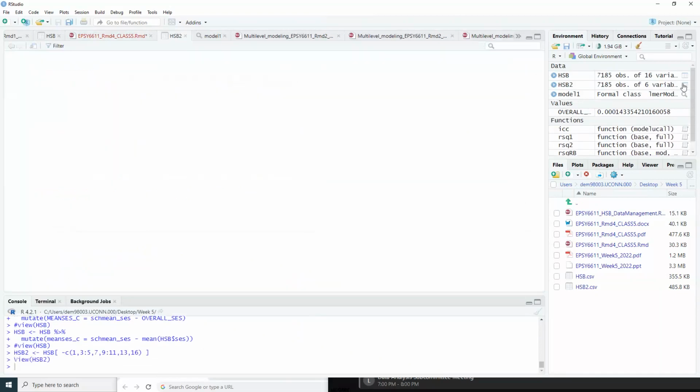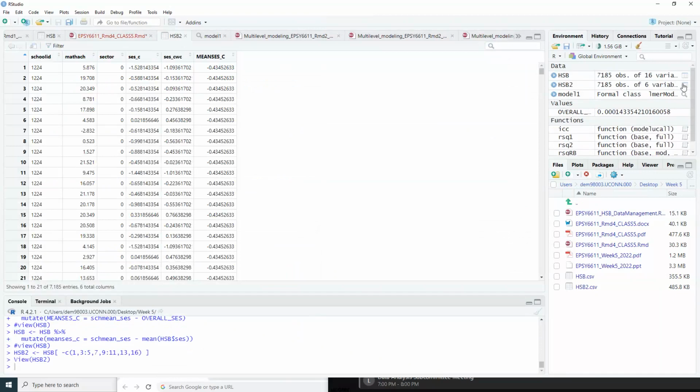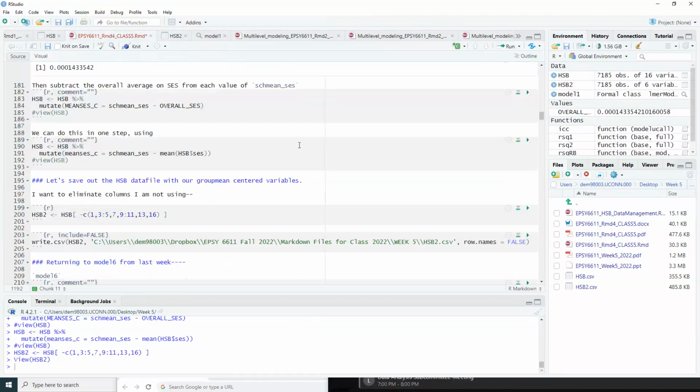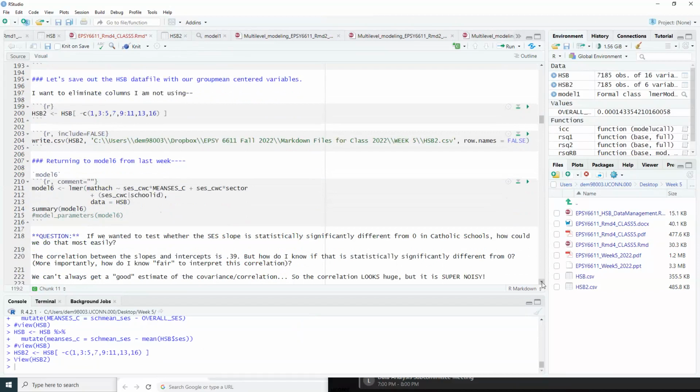And if you look, there you go. I have this nice little data frame now that is actually just the variables that I'm going to be using. So I could use HSV or HSV2 to run my models now, because HSV2 only has the variables that I need. And I just left the code here too. We don't actually need to do this right now, but if you wanted to write out that data frame as a CSV to save for later, this is the code you could use. Okay, so we don't really care about that.